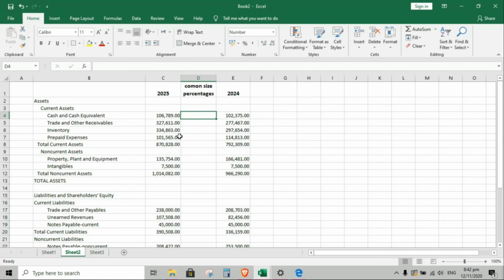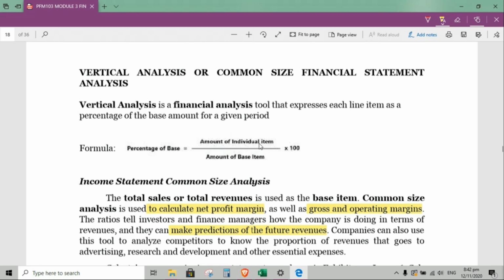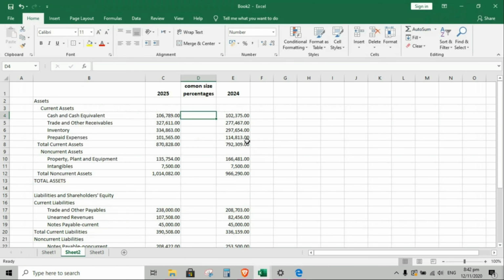So, ang ating formula sa common size statement analysis ay yung individual item divided by base item times 100. Okay, so ngayon, yung bawat yan, yung cash and cash equivalent, trade and other receivables, inventory, so on and so forth, kukompute din natin yung isa-isa. Ngayon, tanong, ano yung magiging base item natin?